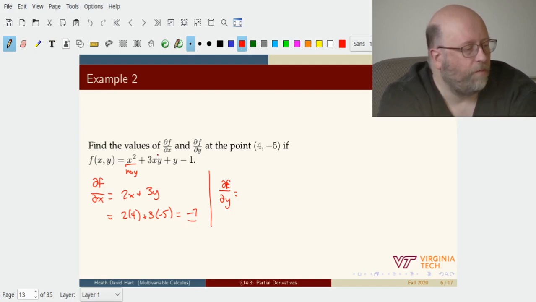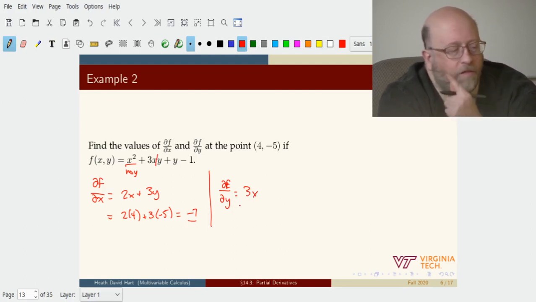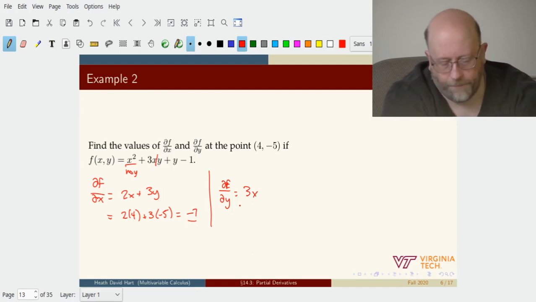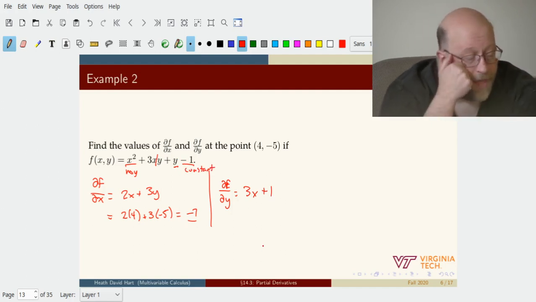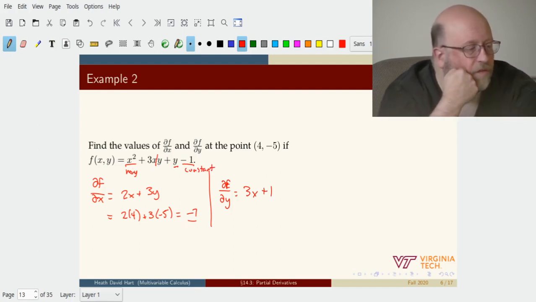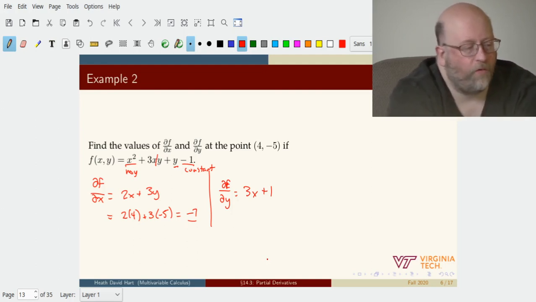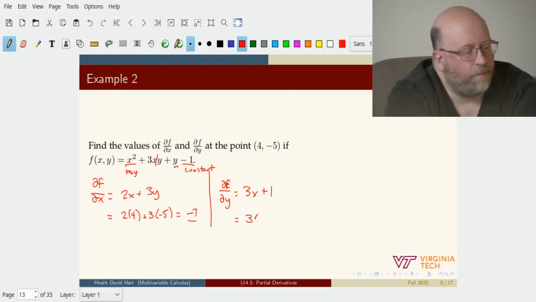Then we have two terms here, 3x times y. The 3x doesn't change, and the derivative of y is 1, so it's 3x times 1. And then here, the derivative of y is also 1. And then the minus 1 is a constant, and so it goes away. Anything without a y, constants and functions of x, both go away when you take the derivative with respect to y. And then this is equal to 3 times 4 plus 1, which is equal to 13.